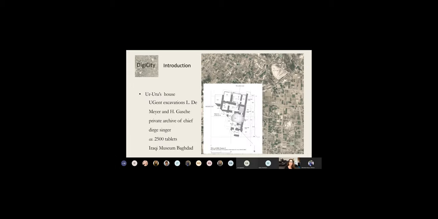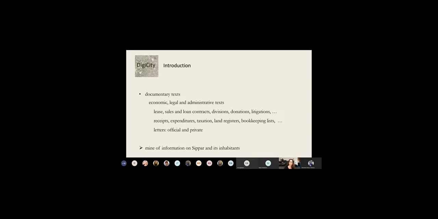In the 1970s and 80s, a Ghent University team headed by Léon Demeyer and Herman Gasche organized excavations in the smaller northern site, Tel Eder, where they excavated a house in which a private archive of about 2,500 tablets was found. Study of the archive showed that the house belonged to a man called Urutu, who lived in the 17th century BCE, and he was a chief temple singer of the Temple of Anunitum. Only a small part of his archive has been published yet. The tablets are now in the Iraqi Museum, but have been filmed by Michel Tanret so that they are available for study. So in all, we have about 12,000 tablets from Old Babylonian Sippar.